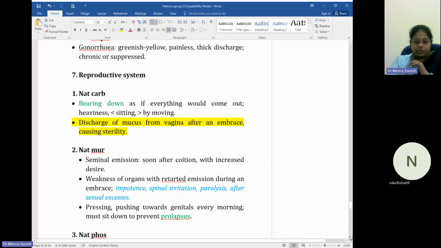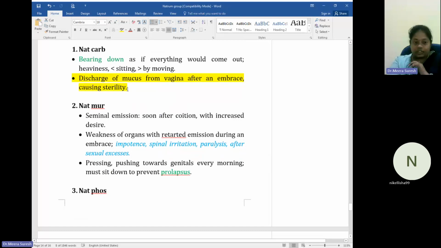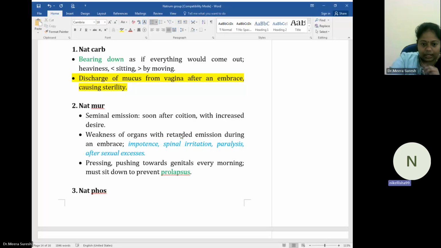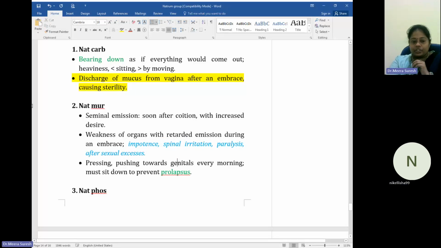Then in natrum mur also there is some discharge, seminal emission soon after coition with increased desire. There will be weakness of organs with retarded emission during an embrace. Is the spelling correct? Retarded, it should be D, right? Yes, with retarded emission during an embrace. Both of these, even in lycopodium we study: immediately after an embrace, the discharge is coming, and then the person goes towards sterility.